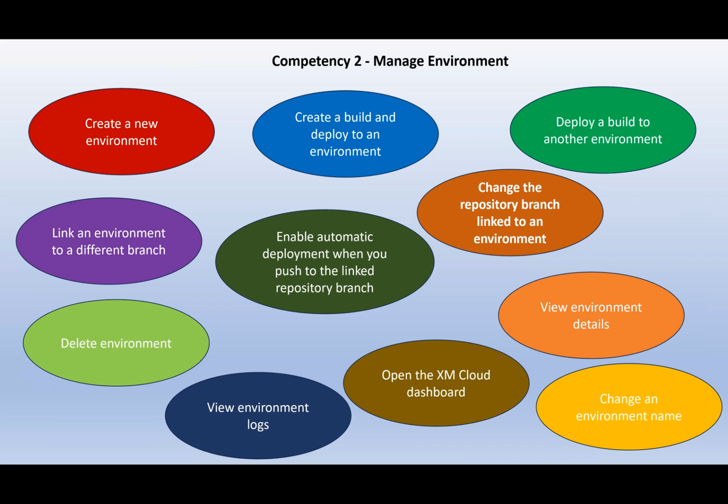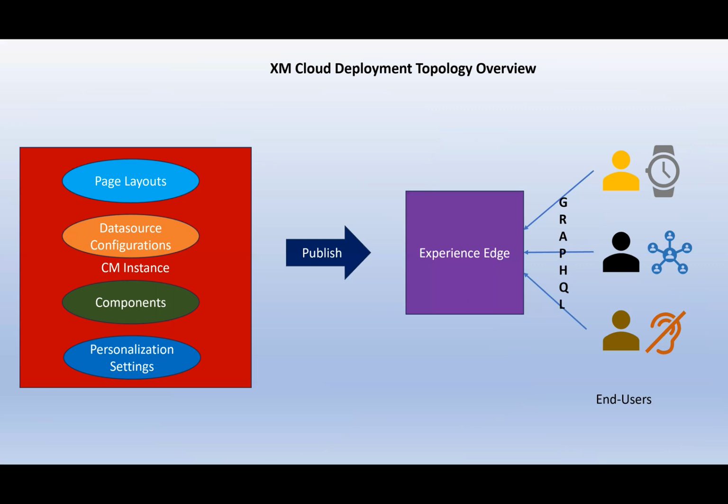So just be aware that there is something like this in the XM Cloud deploy app. The cloud portal is totally different from the deploy app. This is all part of the deploy app, where you can access an environment and then change the branch and all that stuff. So just have an idea. So, link an environment to a different branch is what I mean.